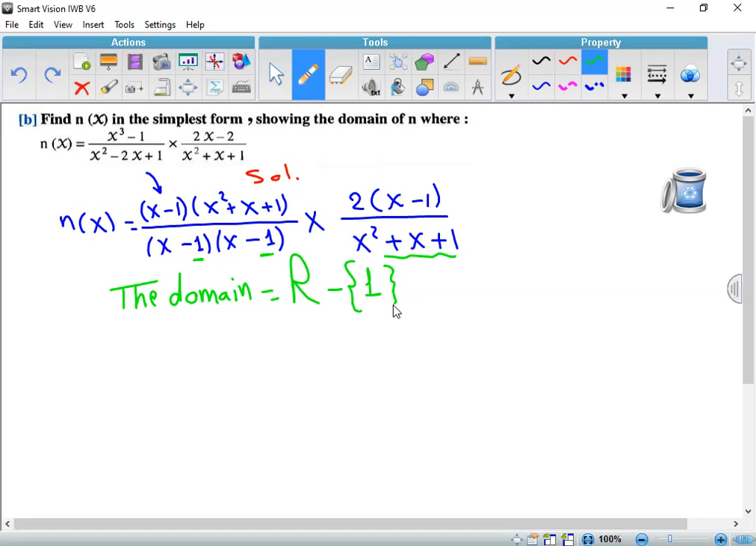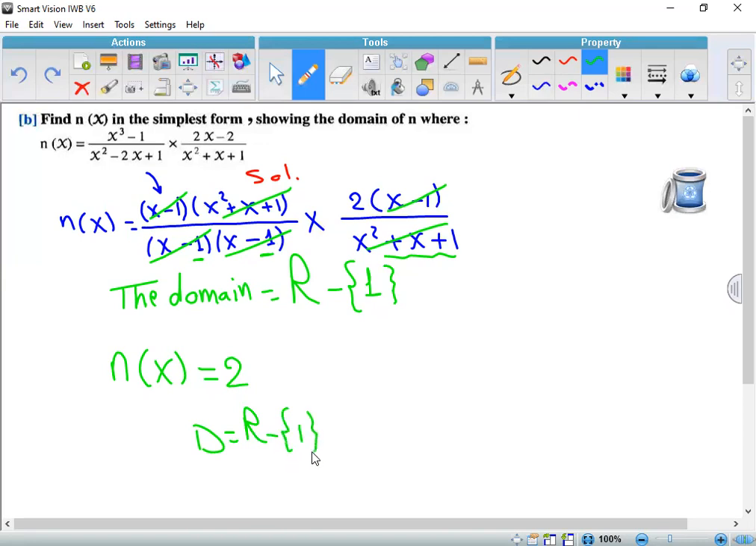Now we can simplify x power 2 plus x plus 1 with x power 2 plus x plus 1, x minus 1 with x minus 1, also x minus 1 with x minus 1. n of x in this case equals 1. And you can repeat the domain. Domain equals R without 1. Now let us go to the next.